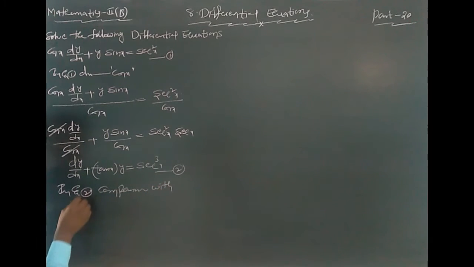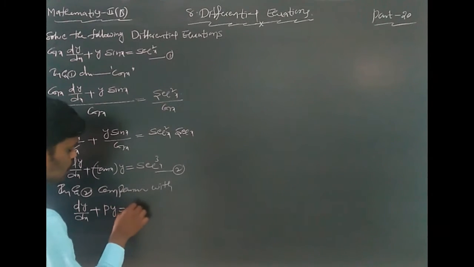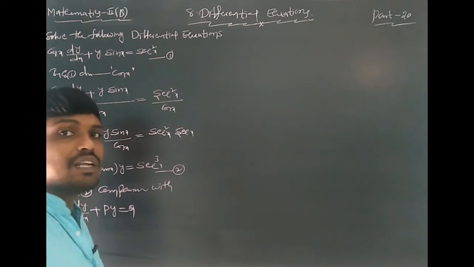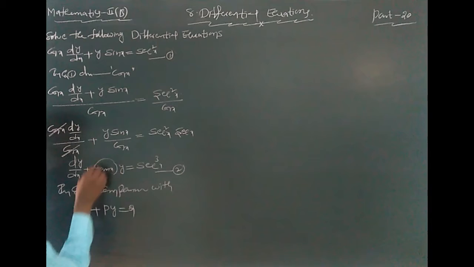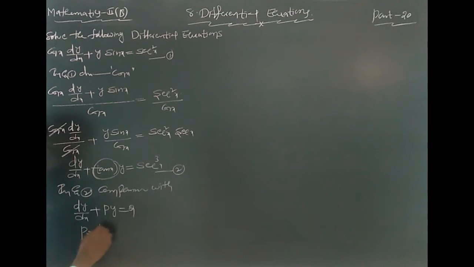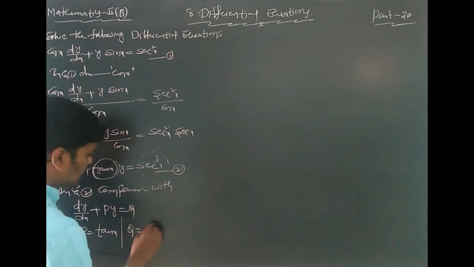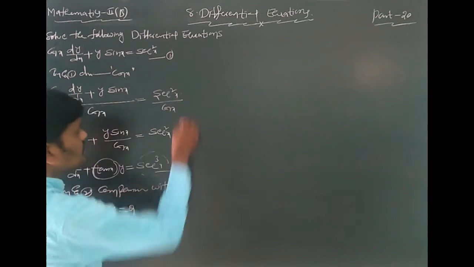Comparing with dy/dx plus P y is equal to Q, this is the standard form. What is the value of P? P value is tan x. Q value is sec³ x.